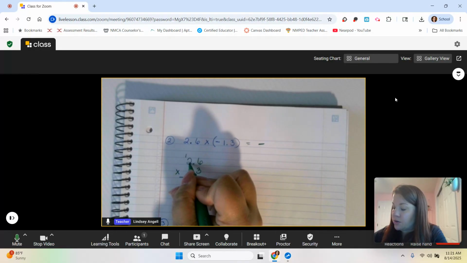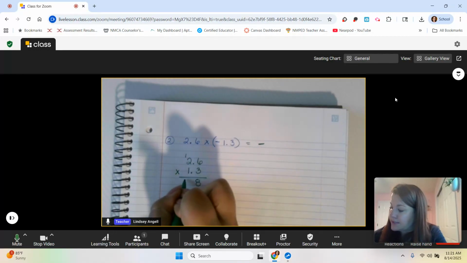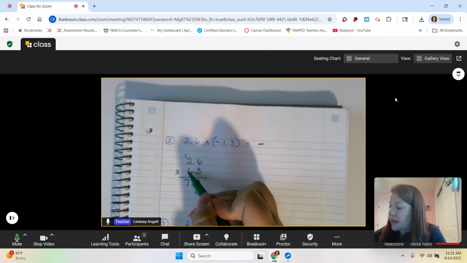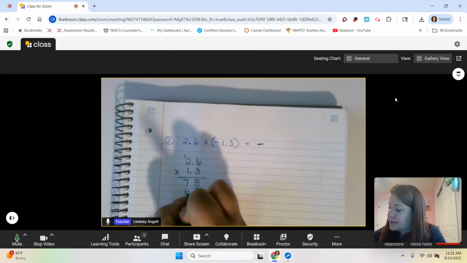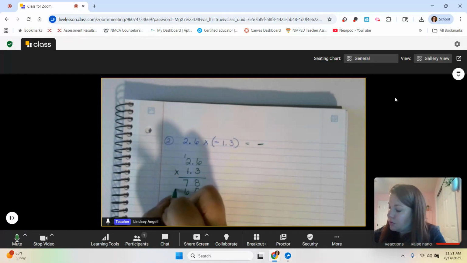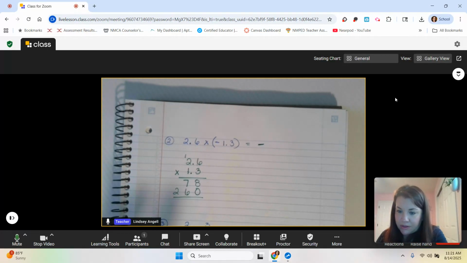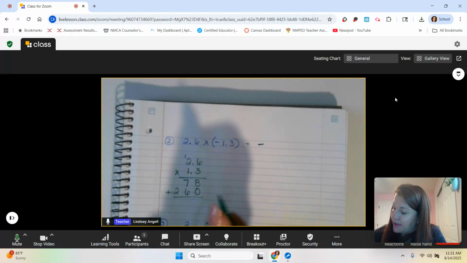3 times 2 is 6, plus 1 is 7. I'm going to annex my 0 so that I can start multiplying with my 1. 1 times 6 is 6. 1 times 2 is 2. Okay, I've multiplied everything together. It's time to add them.